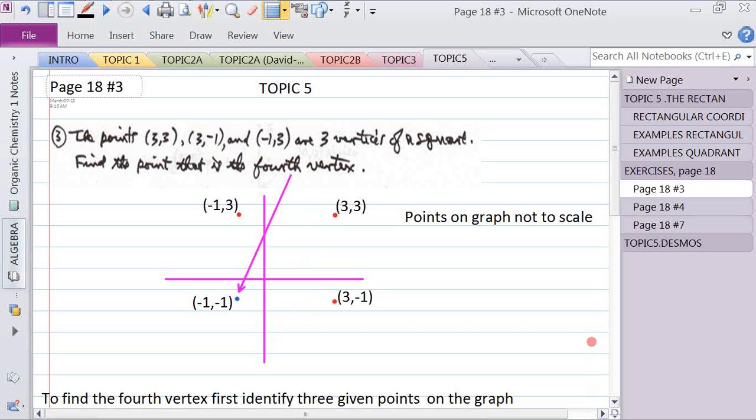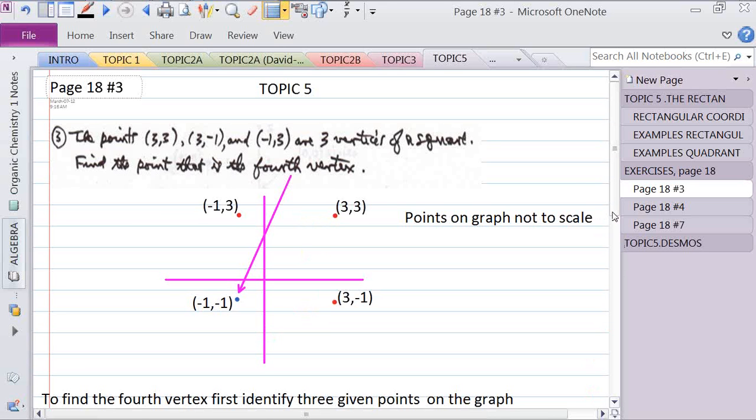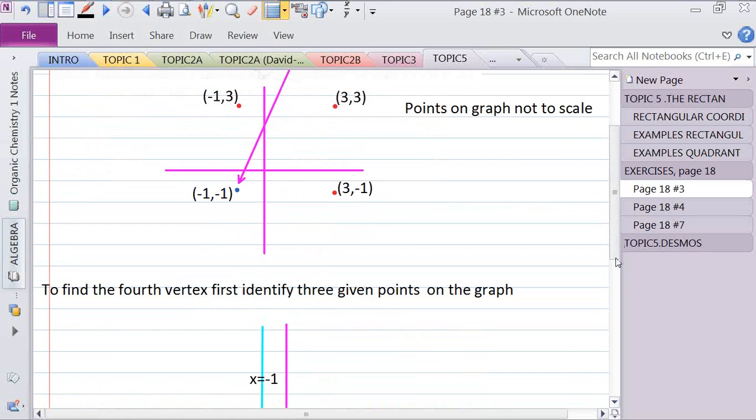Now, what we have to realize is that if we draw this line across here, where the y is equal to -1, that would be one of the coordinates. That would be the y coordinate. So y wouldn't change because we know that y doesn't change here. This would have to be -1 over here.